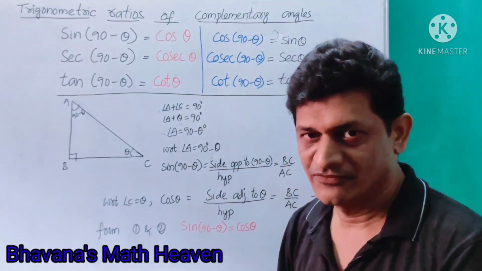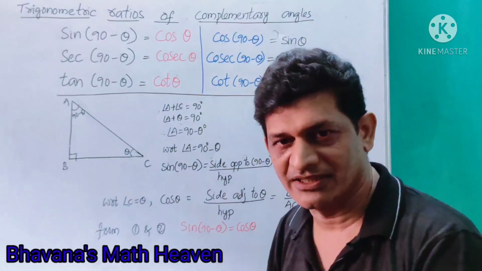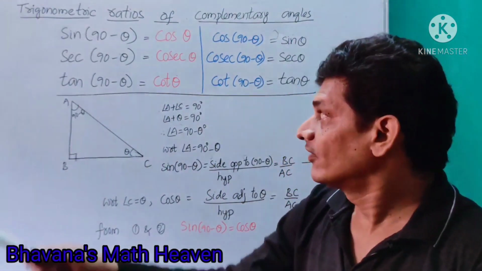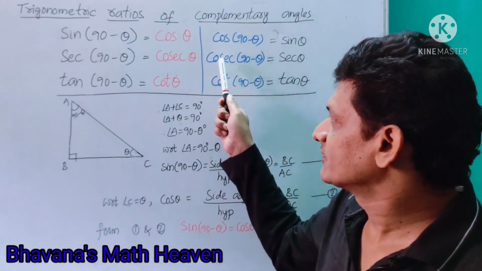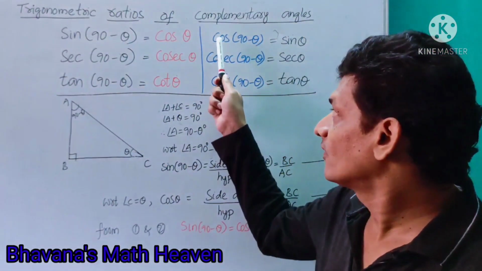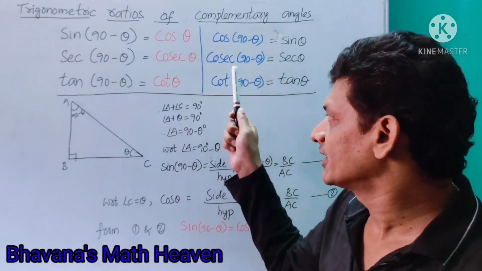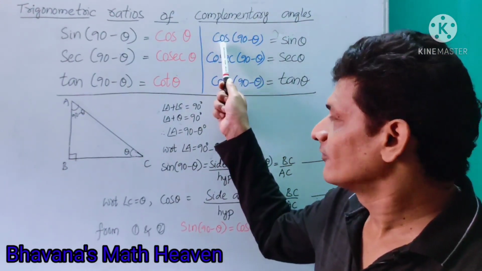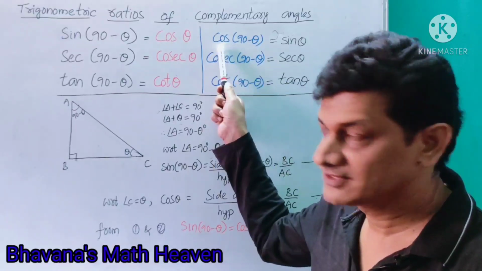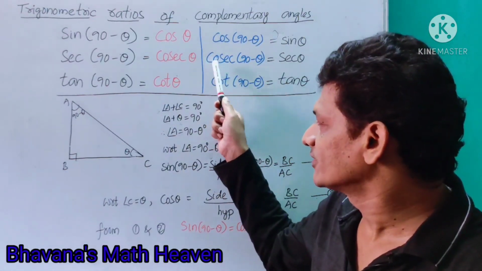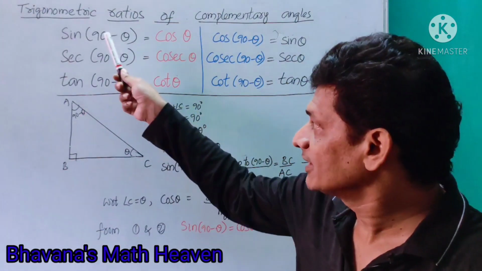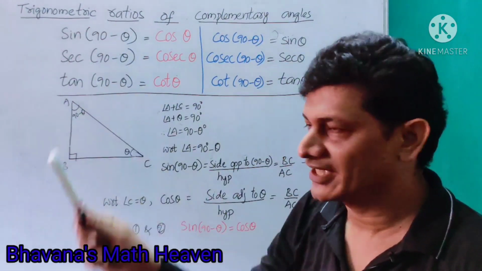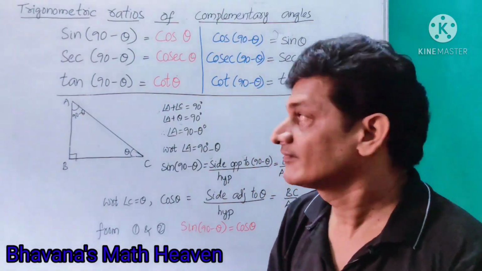First of all, without doing all these things, simply I give one technique to you. Out of 6 trigonometric ratios, 3 ratios begin with CO, isn't it? Cos, cosecant and cot. The full name of cos is cosine, CO is there. In cosecant, CO is there. This is cotangent, CO is there. And the remaining 3 ratios do not have CO at the beginning.